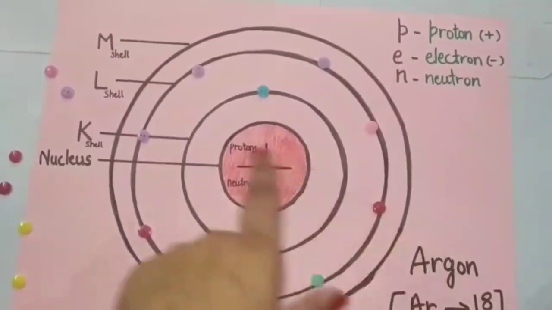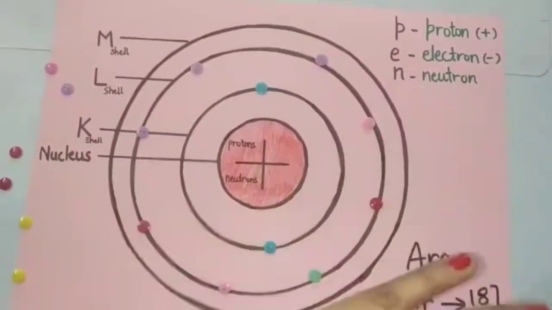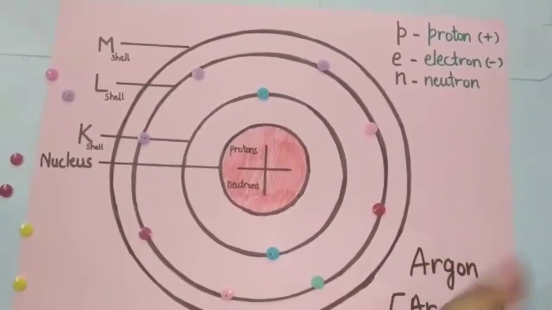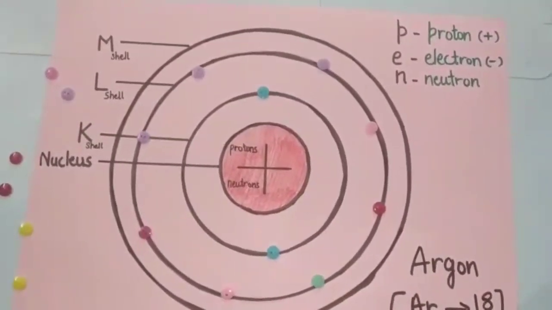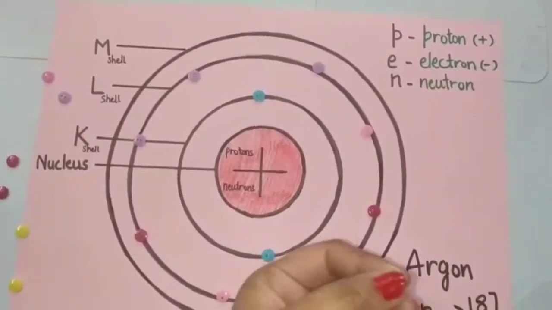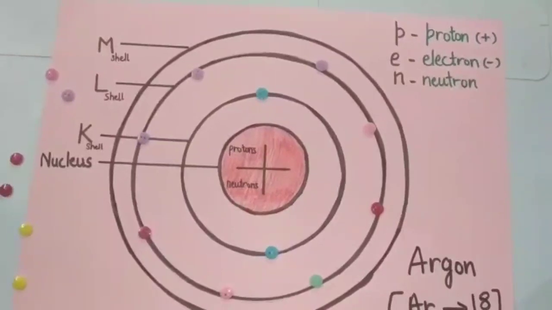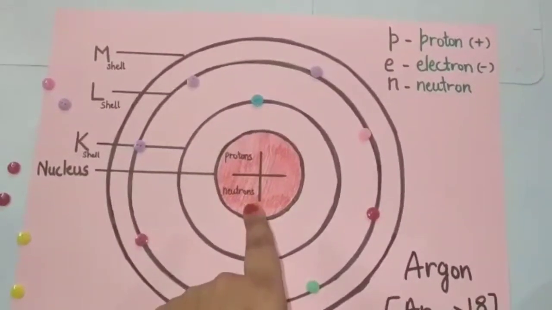So what happened here is the protons are 11, but the number of electrons becomes 1 less. It means it becomes a cation, because now this atom has a positive charge as the number of protons is more.